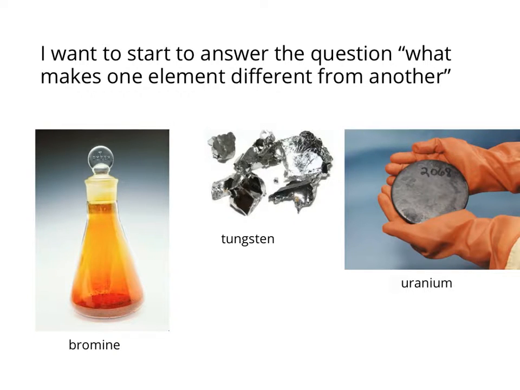In the second half of what I'm doing today, I want you to start to answer the question: what makes one element different from another one? And you'll hear I've got 3 elements. I've got some bromine, some tungsten, some uranium. And these are very different things.